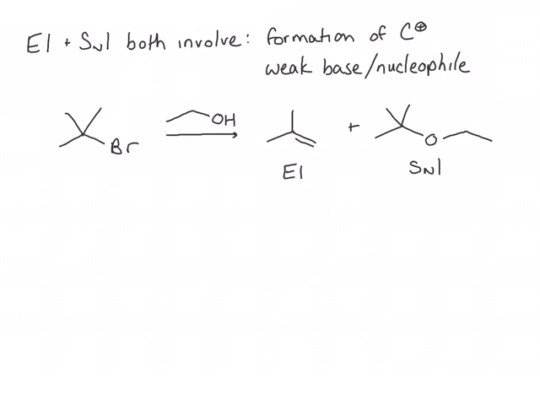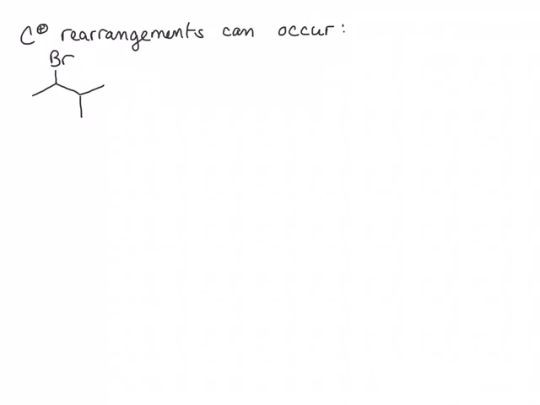Again, because E1 and SN1 both involve the formation of a carbocation, E1 reactions can experience rearrangements just like SN1 reactions. Let's look at an example. If we treat this substrate with a weak base, we will get two products. Both of these products occur from a rearrangement of the carbocation that is formed in the first step.